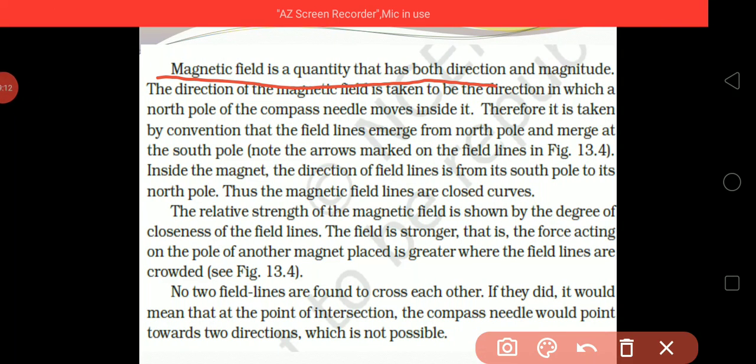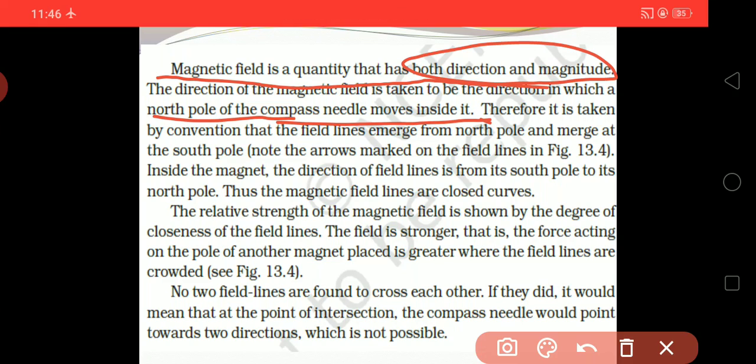Magnetic field is a quantity that has both direction as well as magnitude. The direction of the magnetic field is taken to be the direction in which the north pole of a compass needle moves inside it. That will be the direction of the magnetic field.